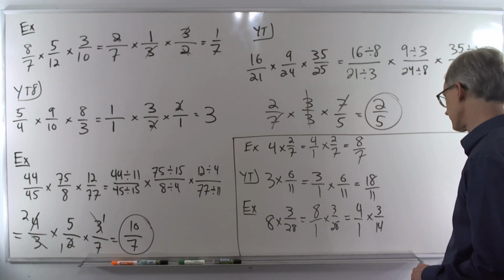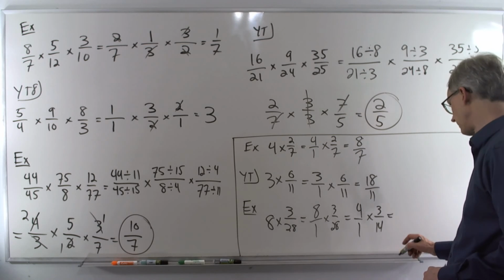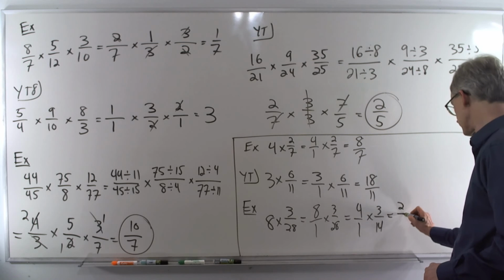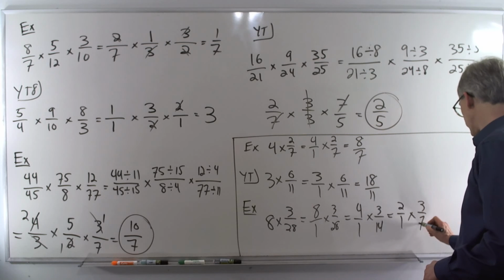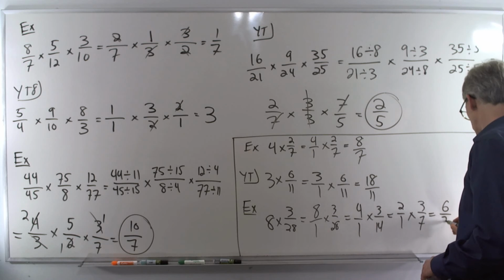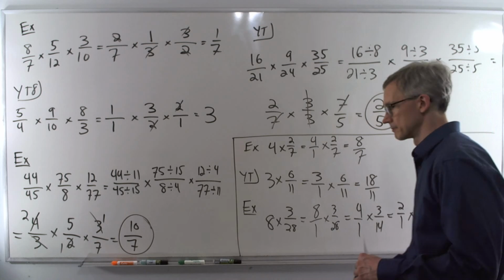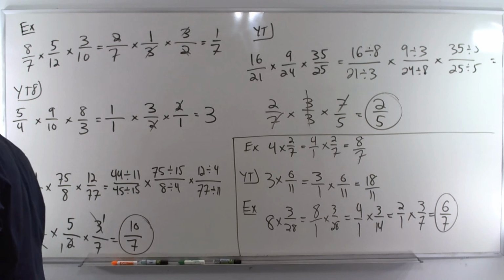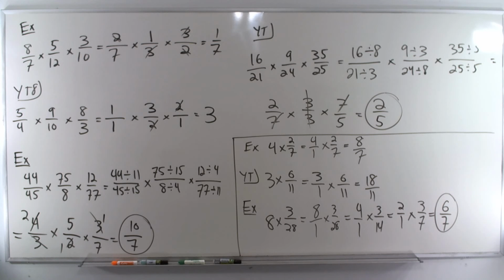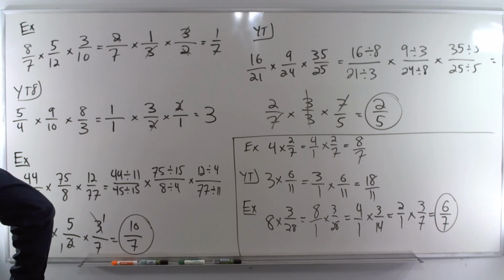Looks like we could have simplified more. I should have divided by 4. Well, we'll have to do it one more time. So we'll divide these by 2 again. That gives us 2 over 1 times 3 over 7, or 6 sevenths. Your turn. 6 times 5 over 21.